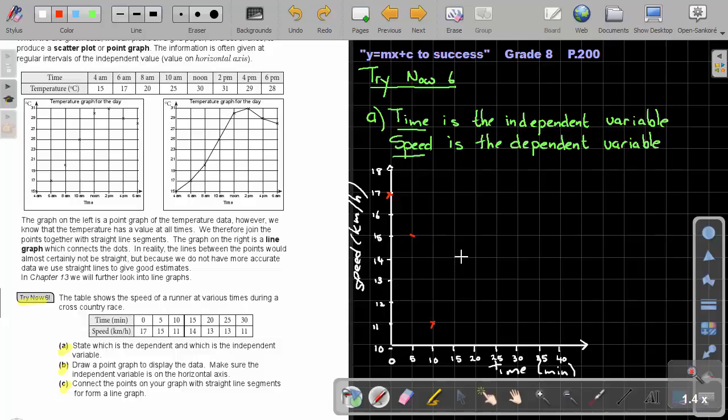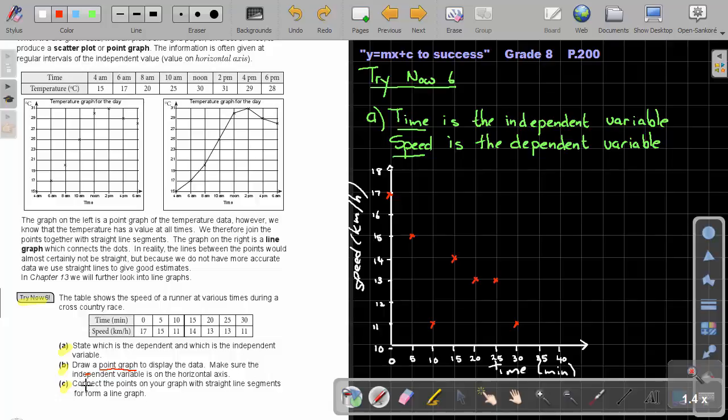15 and 14. 20 and 13. Then 25 and 13, so it's staying on the same level. And then 30 and 11. So that is a point graph. Make sure that the independent variable is on the horizontal axis.